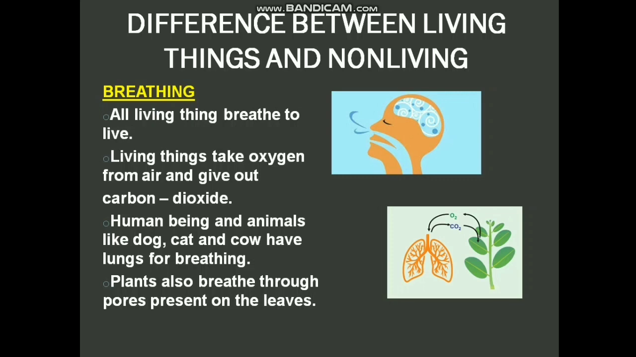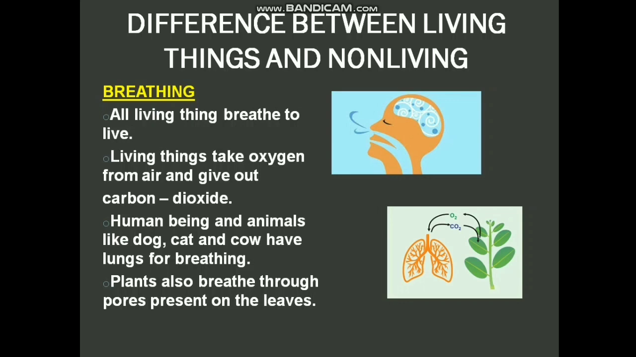Human beings and animals like dog, cat and cow have lungs for breathing. Our breathing organ is our lung. It helps us in breathing. But some animals like fish breathe through their gills. Insects breathe through their skin. So in every creature, the breathing organ might be different. In human beings and animals like dog, cat, cow, the breathing organ is the lungs. In fish, it is gills, and in insects, it is their skin.